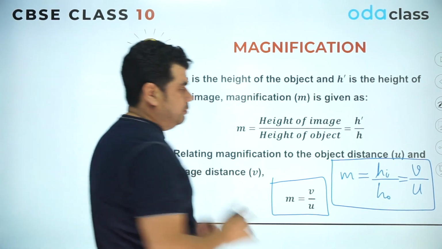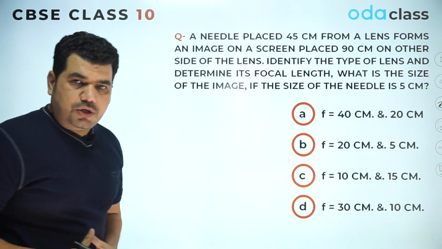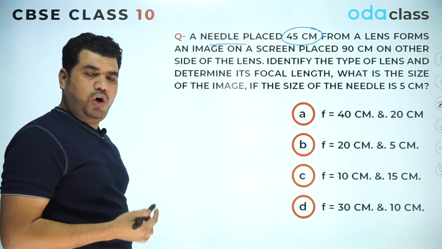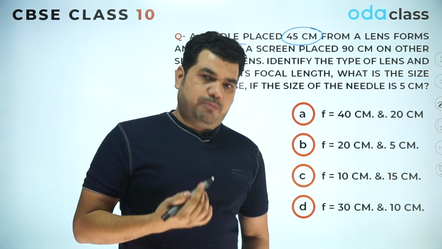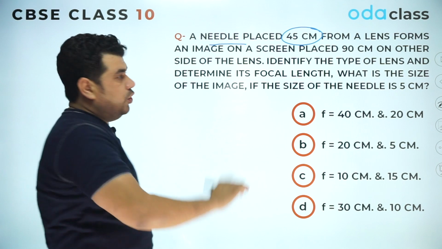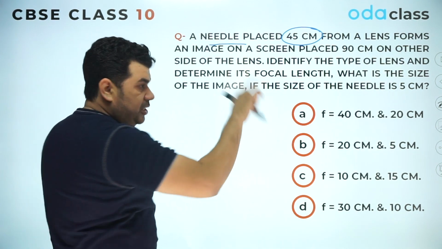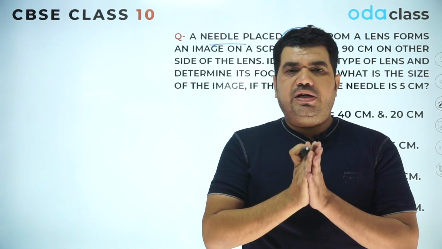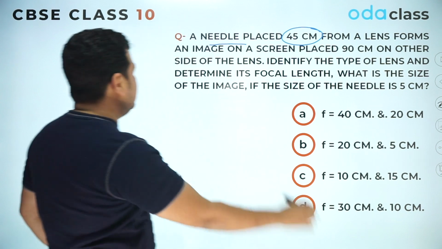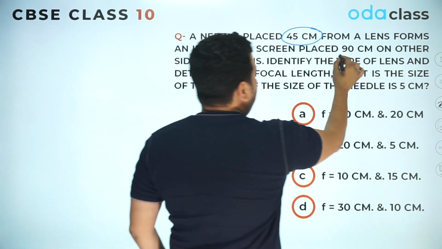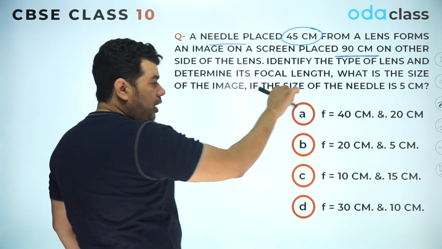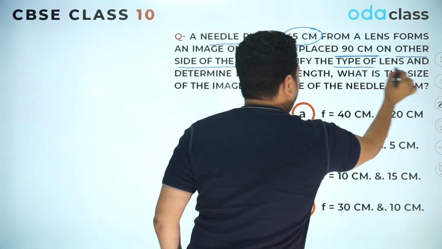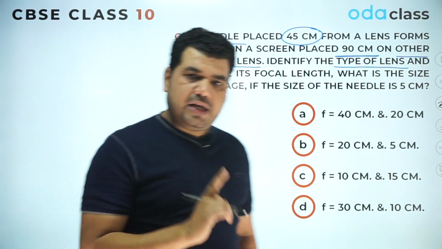Okay, so let's see the question. As you can see here, the question says a needle is placed 45 centimeters from a lens. So 45 centimeters is what? This is the distance of the object. It means U is equal to 45 centimeters. But we don't have the value of the focal length, whether it is positive or negative. So we don't know whether the lens is concave or convex. And another piece of information: an image on a screen is placed 90 centimeters on the other side of the lens. Identify the type of lens. First you have to find whether it is concave or convex.